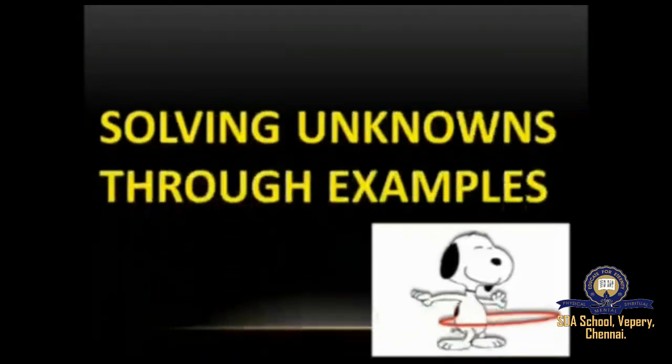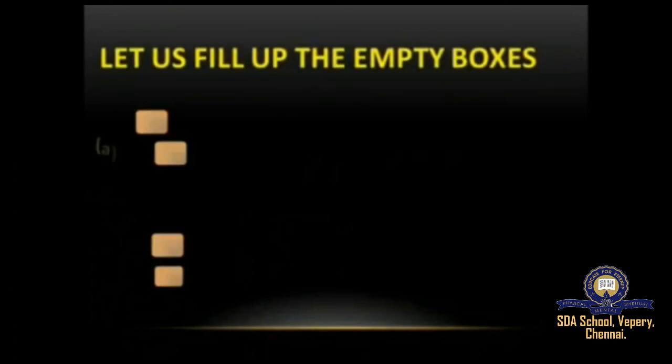Okay. And next we moved on to solving unknowns through examples. So first we saw how to fill up the empty boxes. Okay, in order to find the unknown value, you're going to take the known value to the right hand side. So that is in the first question. In order to find the unknown value, you're going to take the plus 3 to the right hand side. That is 8 minus 3, you will be getting it as 5.